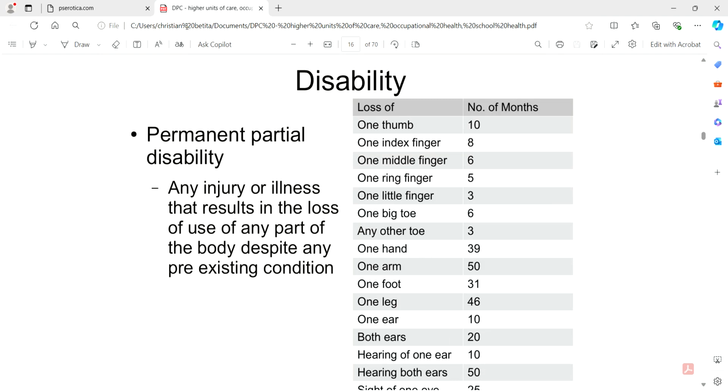So, if you lose the function of a thumb, then you get 10 months worth of disability. So, you get 10 months leave with pay. Okay. If you lose one index finger, you get 8 months worth of leave with pay. If it's one middle finger, that's 6 months worth of leave with pay. And you may or may not return to work.